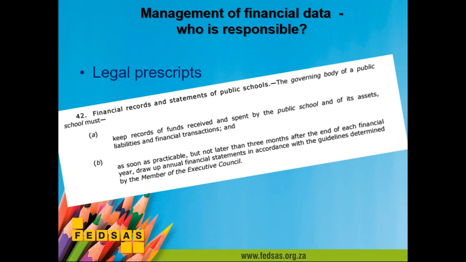As it says there, the governing body of a public school keeps records of funds received and spent by the public, and records of liabilities and financial transactions, okay? As soon as practically possible, but not later than 3 months, financial statements need to be drawn. Within 6 months after the end of the year, they need to be submitted to the education department.